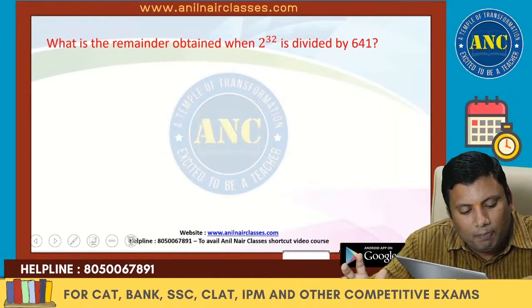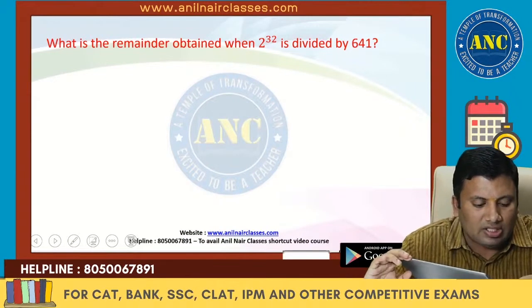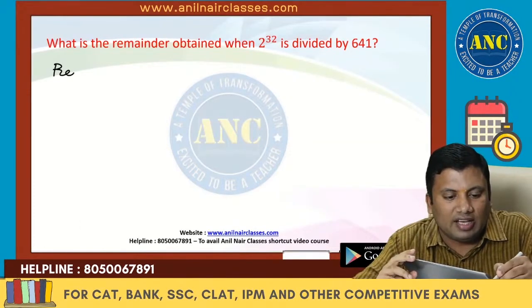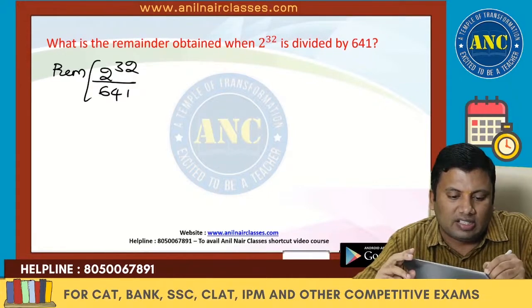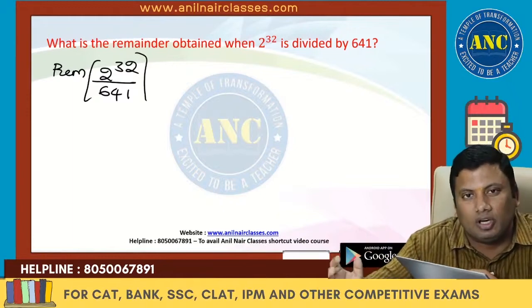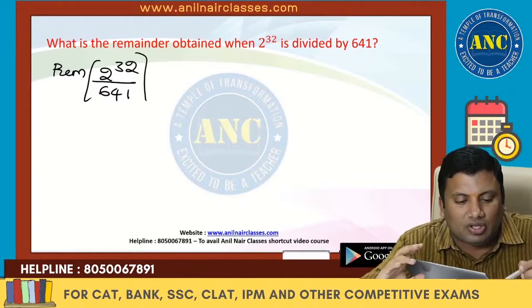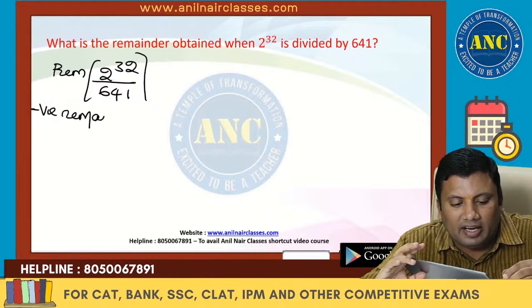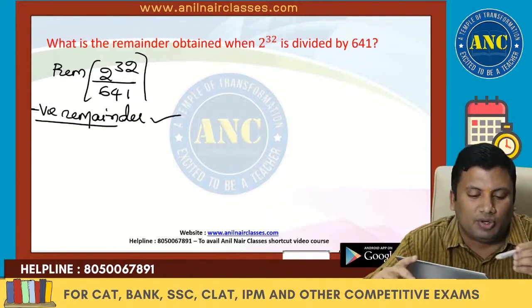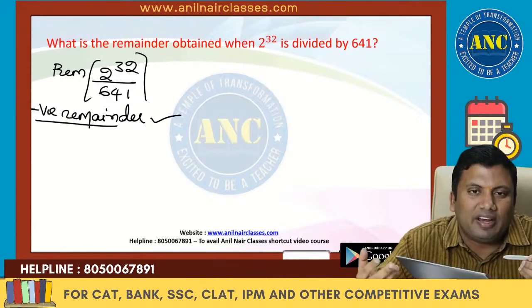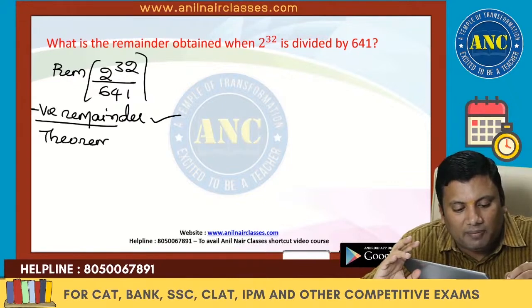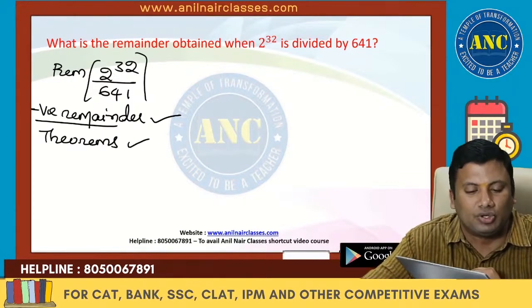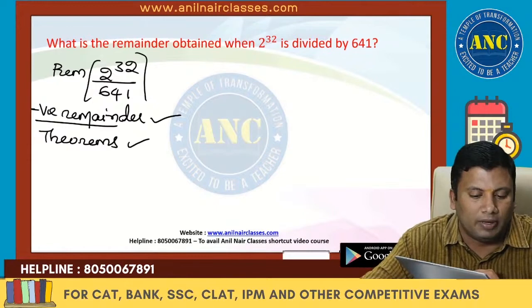Second question, third one. Beautiful question, sir. What is the remainder when 2 power 32 is divided by 641? Before seeing the solution, pause the video and try to solve it. If you use a negative remainder, it will be very time consuming. Whether 641 is a prime number or a composite number, if you use any theorems, these also will be time consuming.